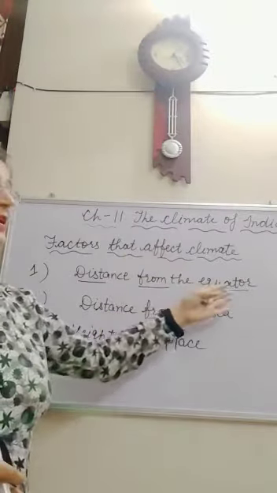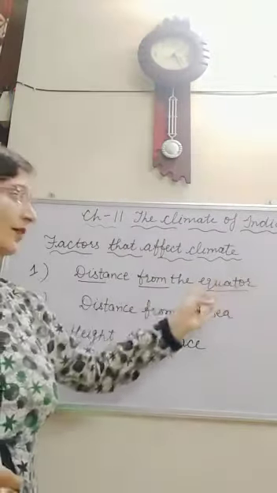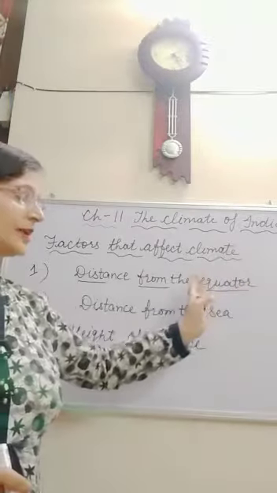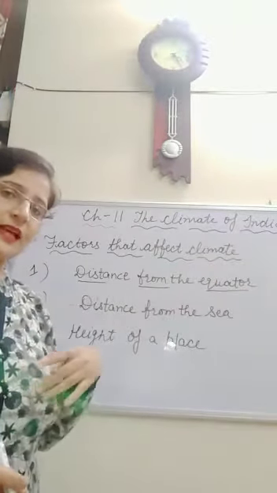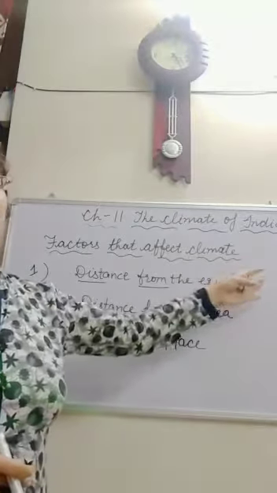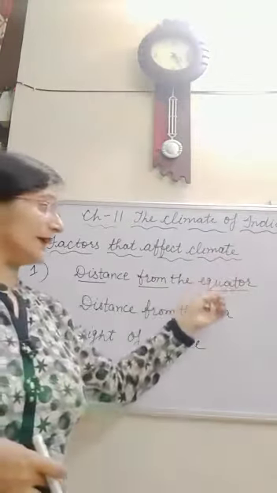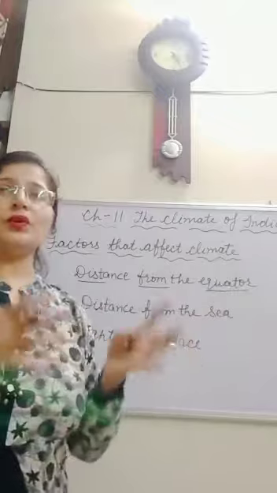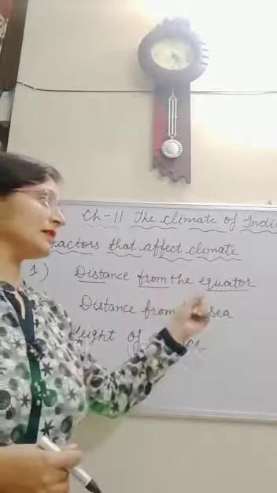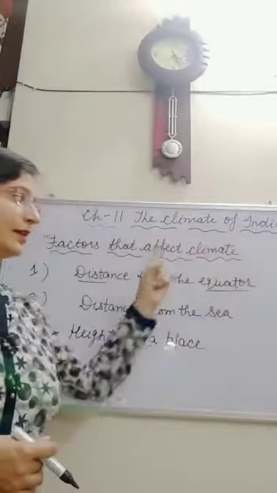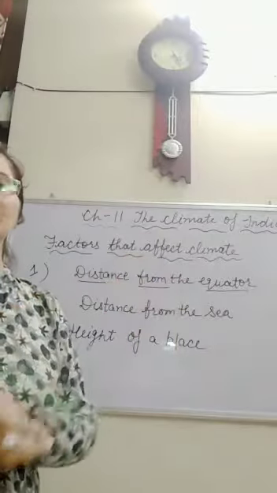It is an imaginary line, an imaginary circle around the Earth, and it divides the Earth into two equal halves. Number one is the northern hemisphere and number two is the southern hemisphere.